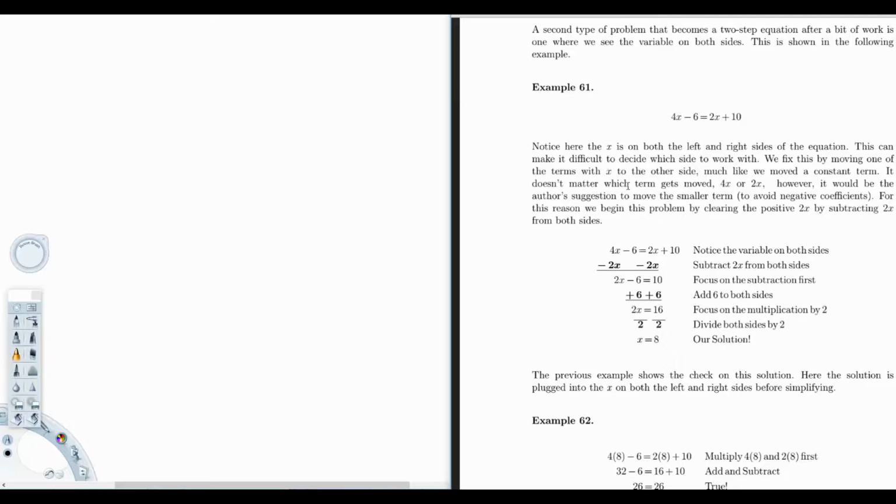It doesn't matter which term gets moved, 4x or 2x. However, it would be the author's suggestion to move the smaller term to avoid negative coefficients. Does anybody really think we're going to understand that right now? Don't worry about that. For this reason, we begin the problem by clearing the positive 2 by subtracting 2x from both sides. So let's just solve the problem instead of worrying about negative coefficients.